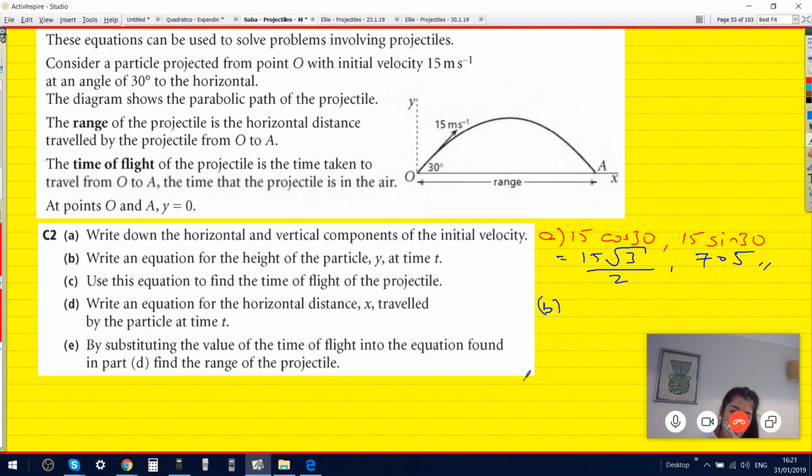Displacement. So S equals... is it S equals ut plus half at squared? Could be. Let's see. I think it's just to help you with part C. So how would you use your equation to find the time of flight for the projectile?